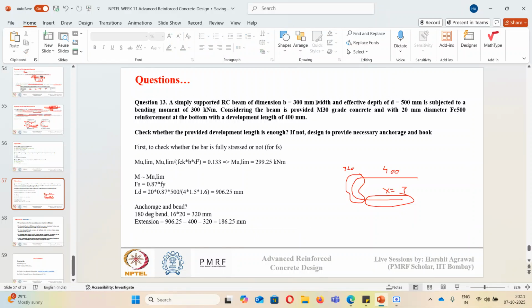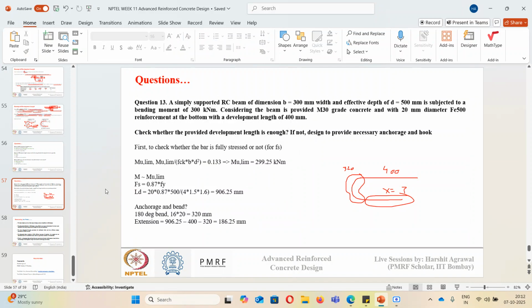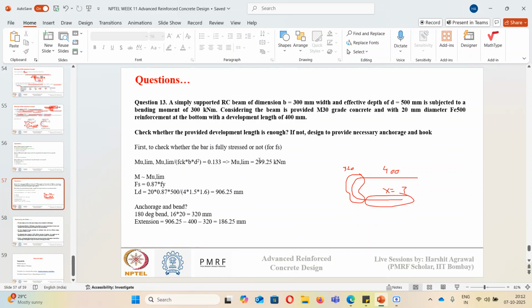So in this way, if the development length that we have provided is not enough, we can design for anchorage and bend also. But for this, the first step is to calculate whether the steel bar is fully stressed or not. For that, you need to know the limiting bending moment, and based on that, you need to check how much stress is there in the steel. Such simple questions can also appear in the exam, so you need to take care. You may directly calculate this Ld value assuming the steel is completely stressed and report an answer, but in reality the steel was not completely stressed. So you need to have this check first before you approach the question.